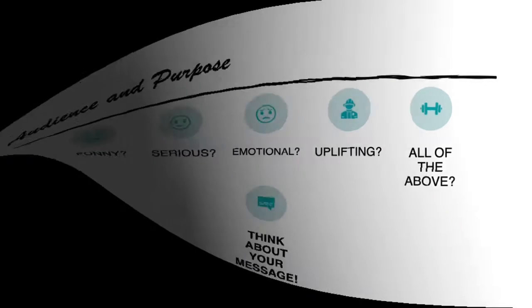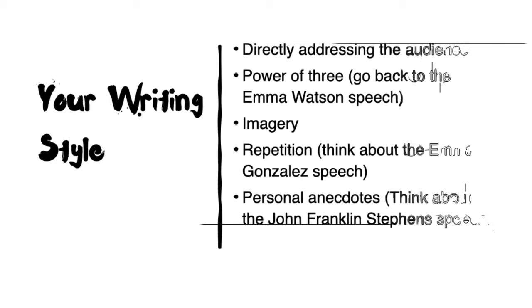We're going to talk a bit about your writing style, but it's really important to remember that you might need to go over some of this with your teacher, or for instance get a wee bit more support with your writing, okay? This is just an overview. Things that you might want to think about would be things like directly addressing the audience. When is it appropriate, when is it not? The power of three is always really powerful in a speech. So go back to the different speeches that show you the power of three.